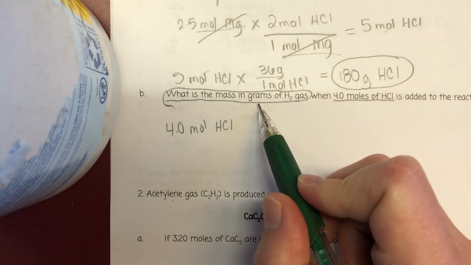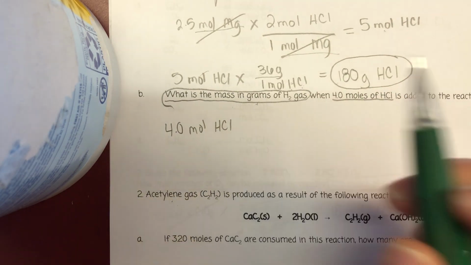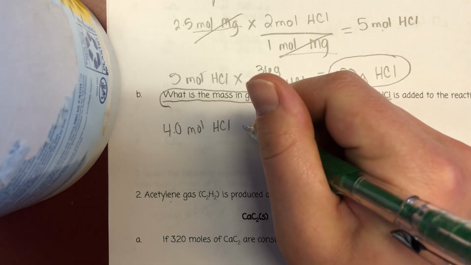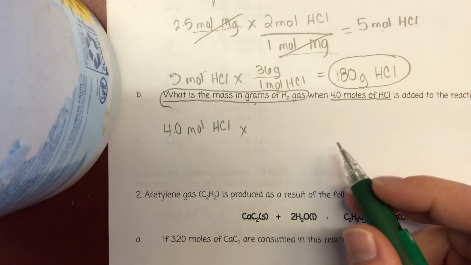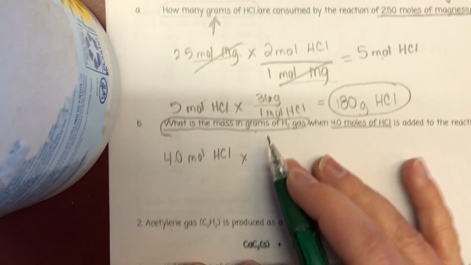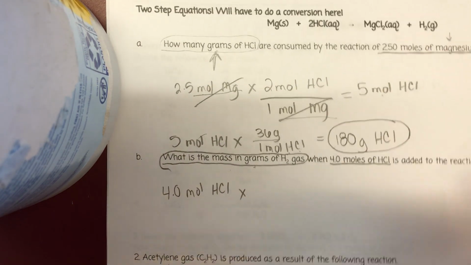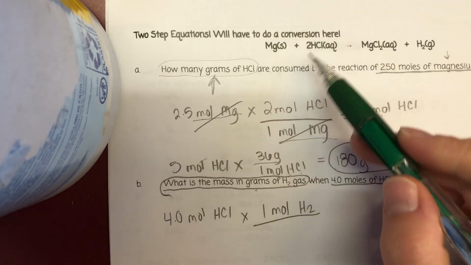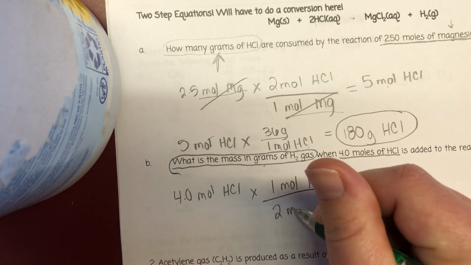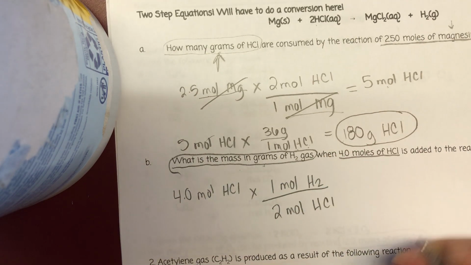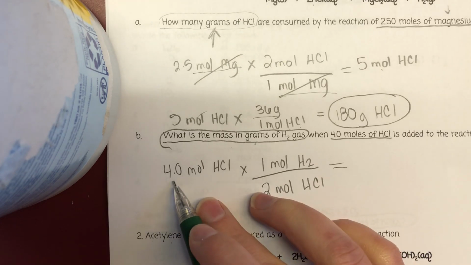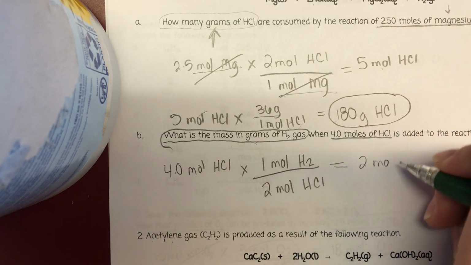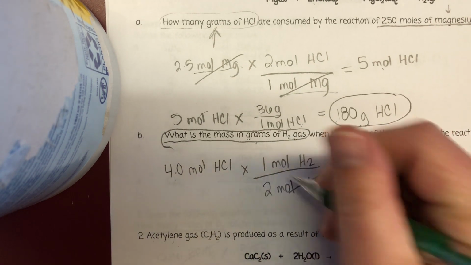And it's asking me for my mass in grams for my desired, which means I can go through with my problem without doing the conversion first. So 4 moles of HCl, and I'm going to multiply that by my mole ratio. So it's asking me for H2, which only has 1 mole of H2 per every 2 moles of HCl. Pop that into the equation. 4 moles times 1 over 2 equals 2 moles of H2.